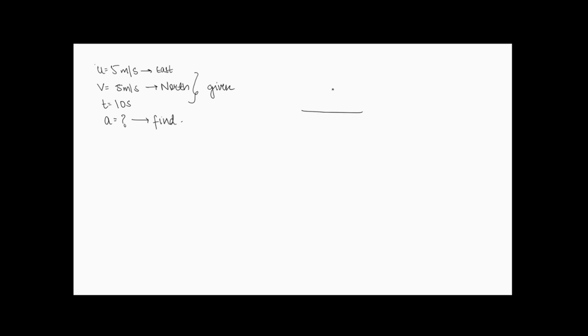Let's plot this. This is east direction, this is west, this is north, and this is south. This is positive x-axis, this is positive y-axis, this is negative x-axis, and this is negative y-axis. Initial velocity is in the east direction. So this is the direction of initial velocity, and final velocity is in the north direction. This is the direction of final velocity.